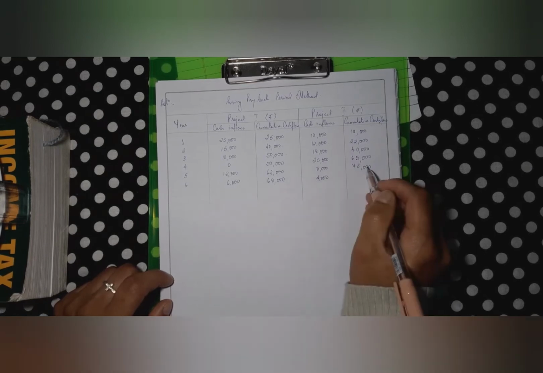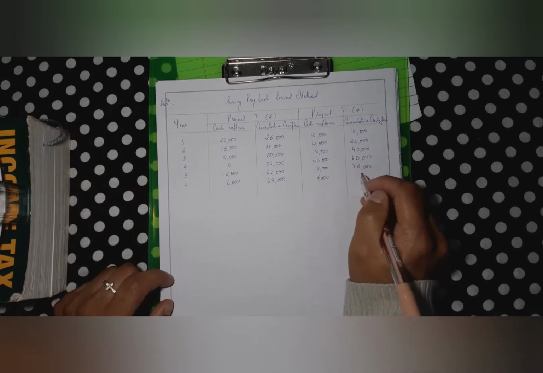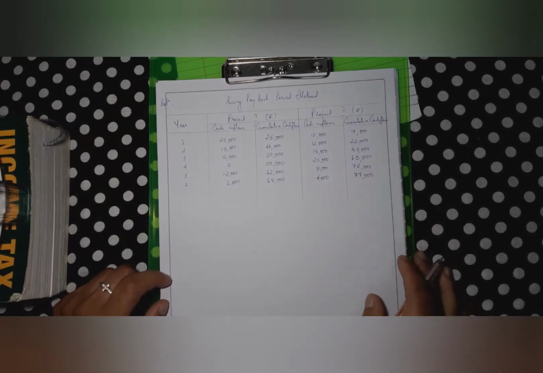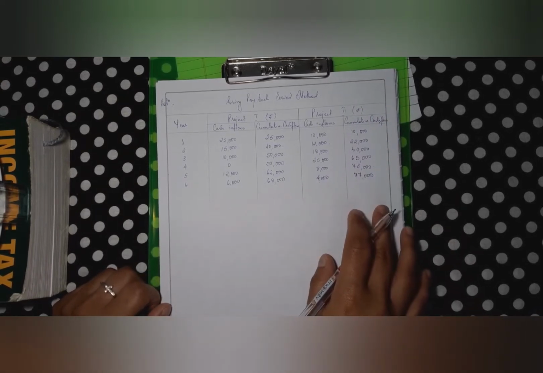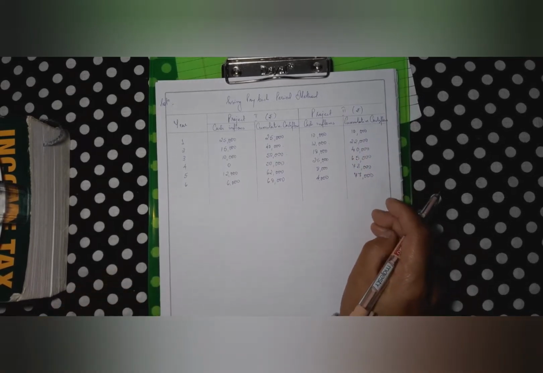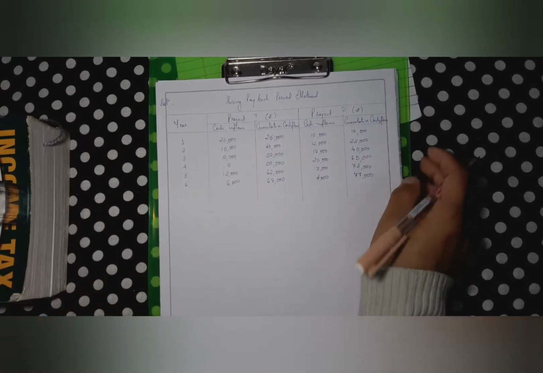And for the sixth year, 73,000 we are earning in the fifth year, plus new earning for the sixth year, 4,000, it is rupees 77,000. Okay, so 2 projects. We've calculated cumulative cash inflows for both the projects. Now let us see how many years it takes to receive the payback.